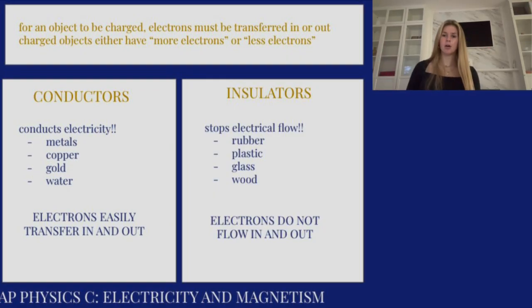The second type of object that can be charged is an insulator. Insulators actually stop electrical flow, which means electrons do not flow in and out easily. That means it's really hard to bring outside electrons in, and if the object is already charged, it doesn't really want to let go of those electrons. Some examples of this would be rubber, plastic, glass, or even wood. These really don't like to let go of their electrons or bring new ones in.